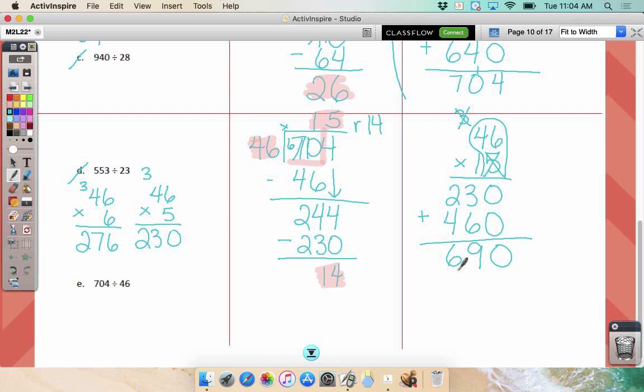Okay, so now my last step, what's my last number here? 14. So the last thing I do is add that in. Because remember, addition is opposite of subtraction. And I hope it's going to be 704.